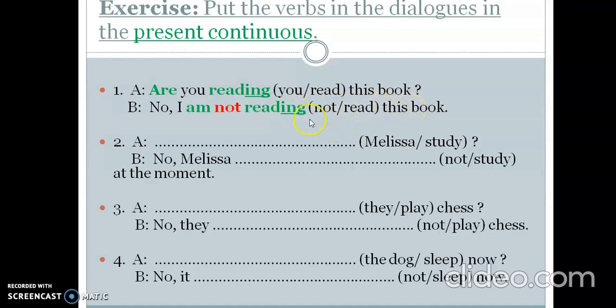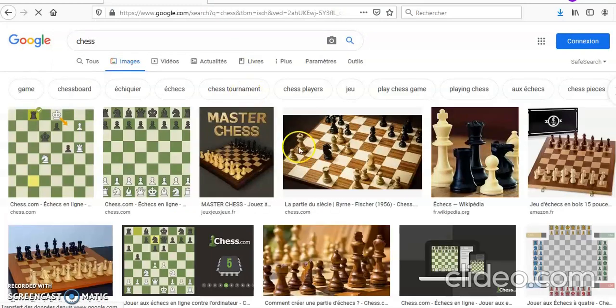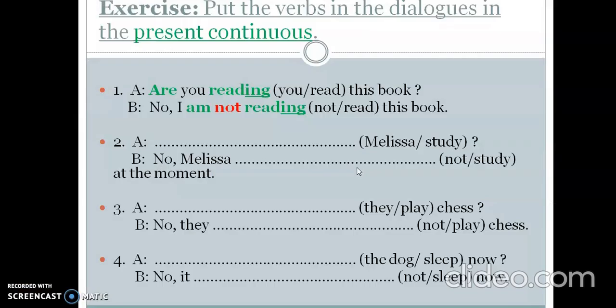So this is an example. You try to do the same for 2, 3, and 4. For 2, the subject is Melissa. 3, the subject is they. And for 4, it's the dog. The verbs are study, play, and sleep. We've got here the word chess. Chess is a game that we play. This is chess. So try to do this exercise on your copybook.